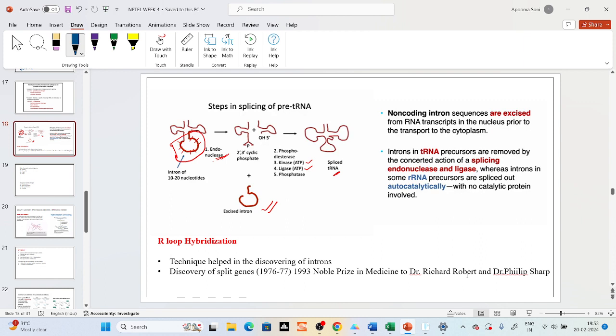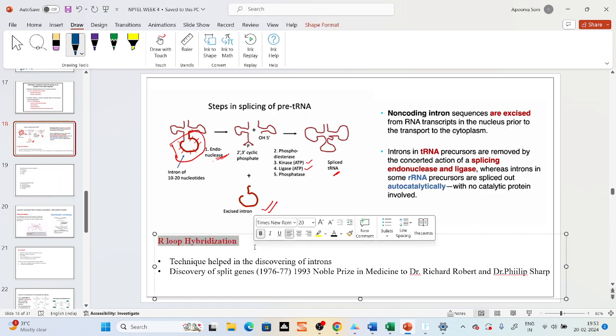Before this, we will solve two questions and then we'll move to the next lecture where we will study about R loop hybridization in detail. This is an important technique and this is also an interesting technique.